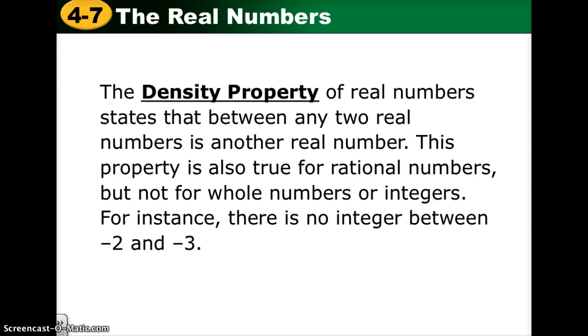Lastly, the density property. Density property of real numbers states that between any two real numbers is another real number. This property is also true for rational numbers, but not for whole numbers or integers. So for instance, there is no integer between -2 and -3. Think about whole numbers. There is no whole number between 1 and 2, 2 and 3, 3 and 4. But with rational, we can have decimals, so we can extend out a lot of digits. Same thing with any real numbers.